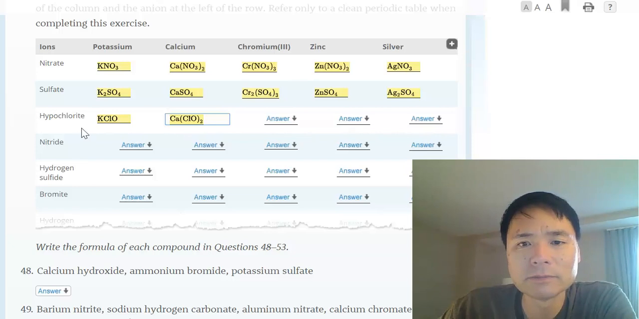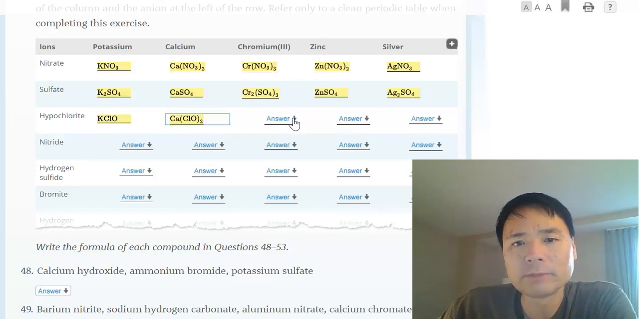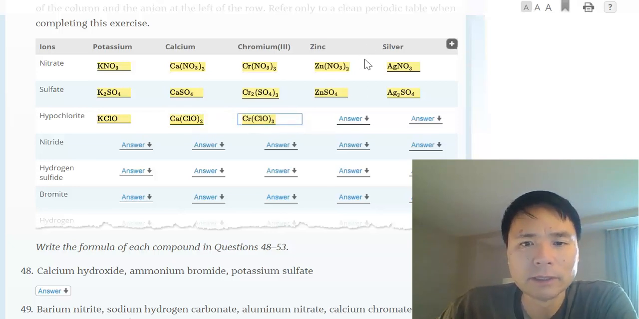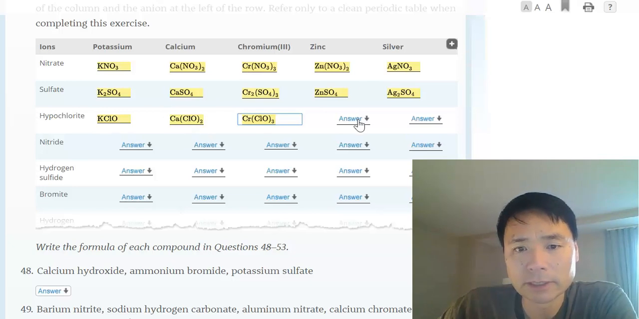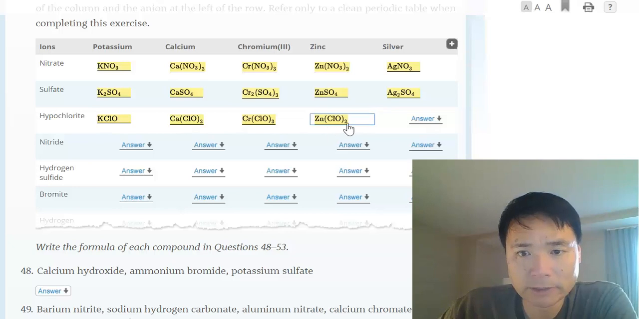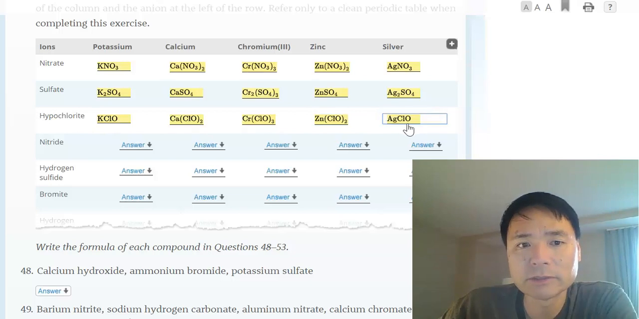Chromium 3 hypochlorite. We'll need 3 hypochlorites, so it'll be like the nitrate up there. Let's put the 3 hypochlorites in the parentheses like this. Zinc is a 2 plus, hypochlorite minus, so we'll need 2 hypochlorites here: Zn(ClO)2. Silver is +1, so 1 hypochlorite, 1 silver: AgClO.